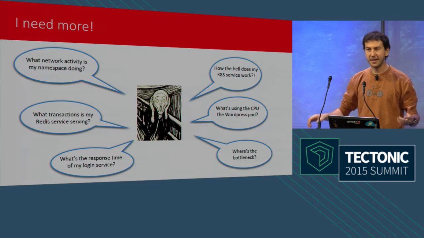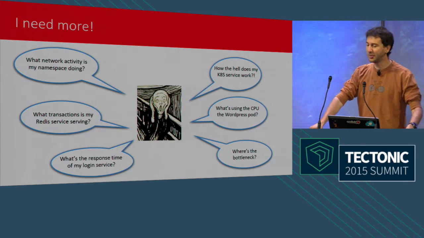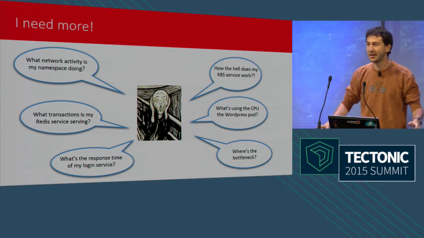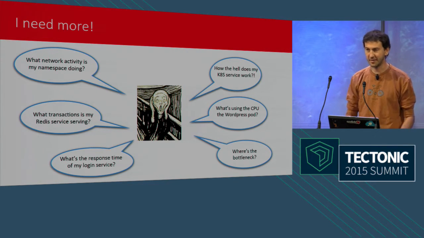But there are still many questions to be answered that it's not possible to answer yet with these tools. I have some examples here. What's the network activity inside my namespace? What transactions is my Redis service serving? What's using the CPU in the WordPress pod? What's the response time of a service? In a general way, where are the bottlenecks? What's really more complicated from the monitoring point of view in a distributed service-based infrastructure is identifying where time is spent and where the bottleneck is, right?